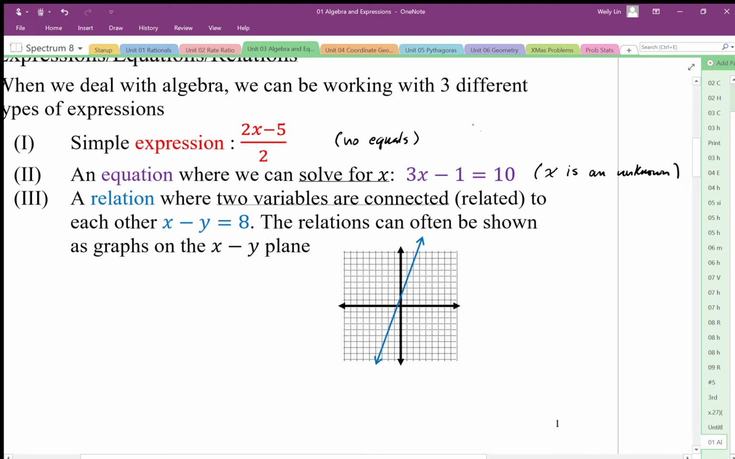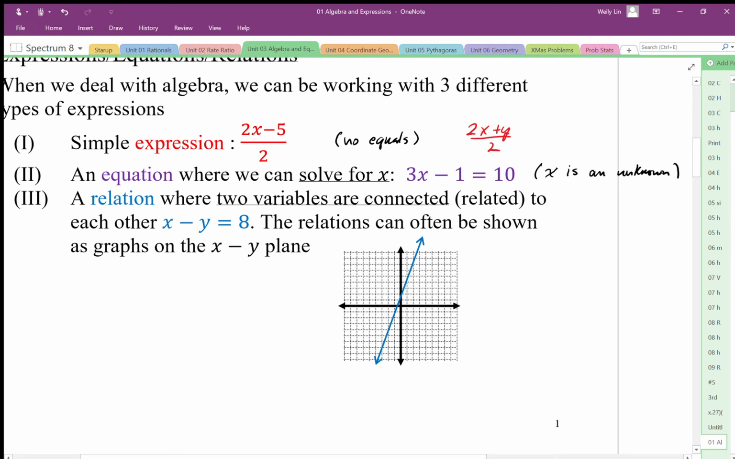So 2x plus y, having two variables, is still an expression because it's not equal to anything. But here we have x minus y. We have two variables, and they're connected with an equation. And this is what we call a relation or relationship.